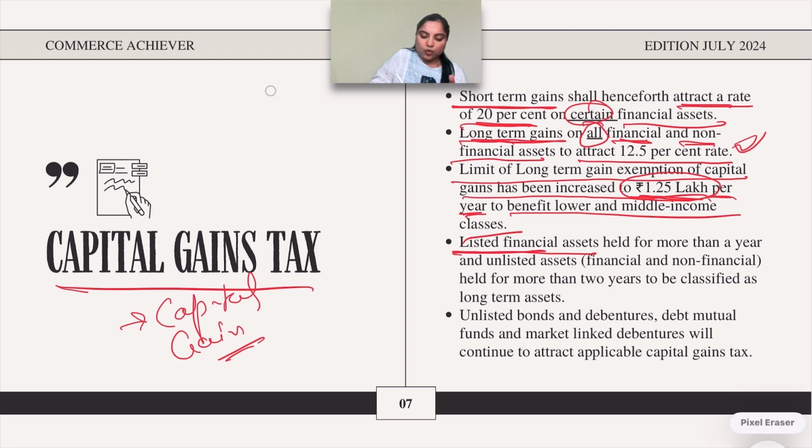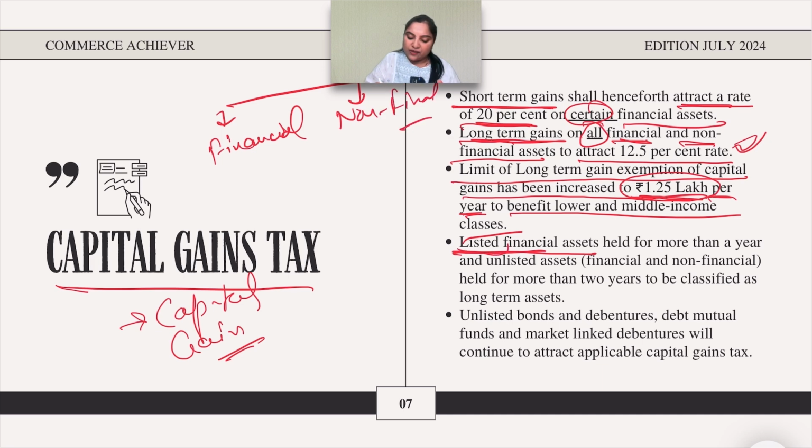So we learned two types of assets in case of long-term capital gain. If you can see, both in long-term and short-term, financial and non-financial. Financial, we can use stock, bonds, and all. So those are listed financial assets held for more than a year. For example, stocks. And for unlisted assets, all kinds of unlisted assets, financial and non-financial, held for more than 2 years are classified as long term.